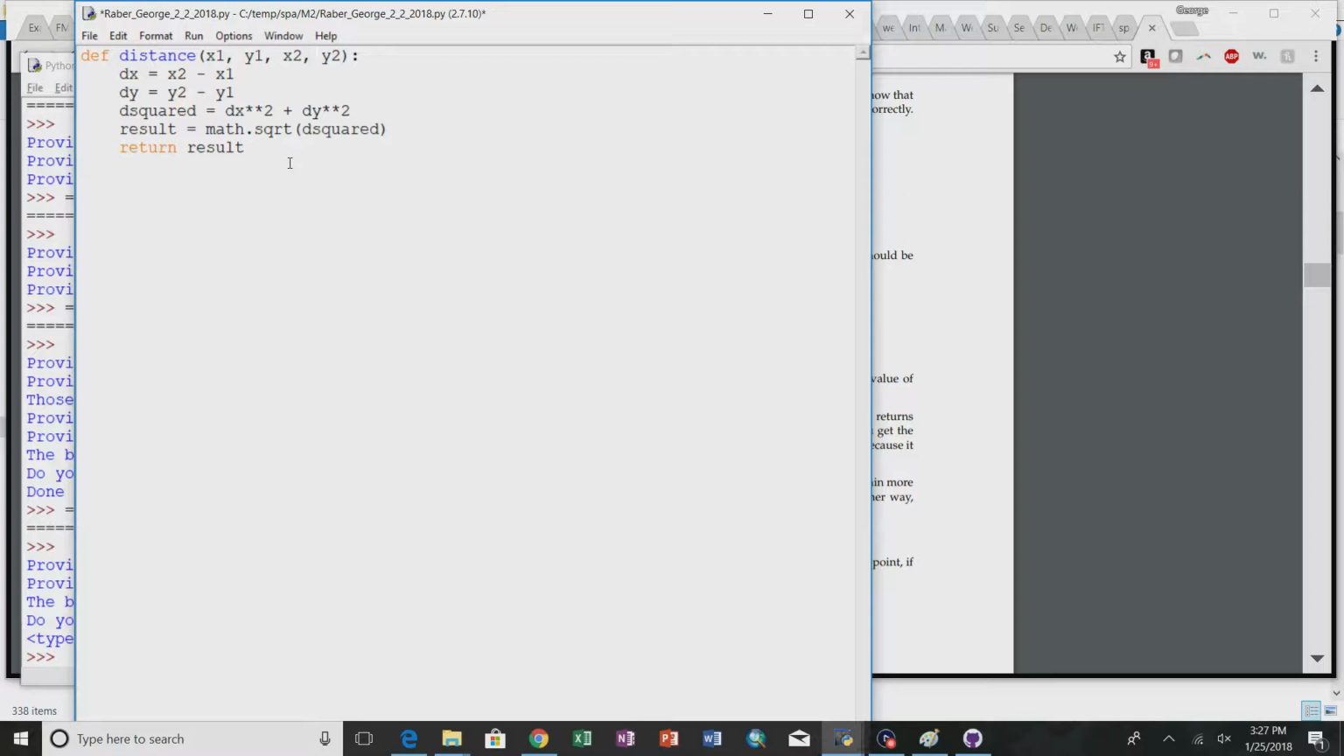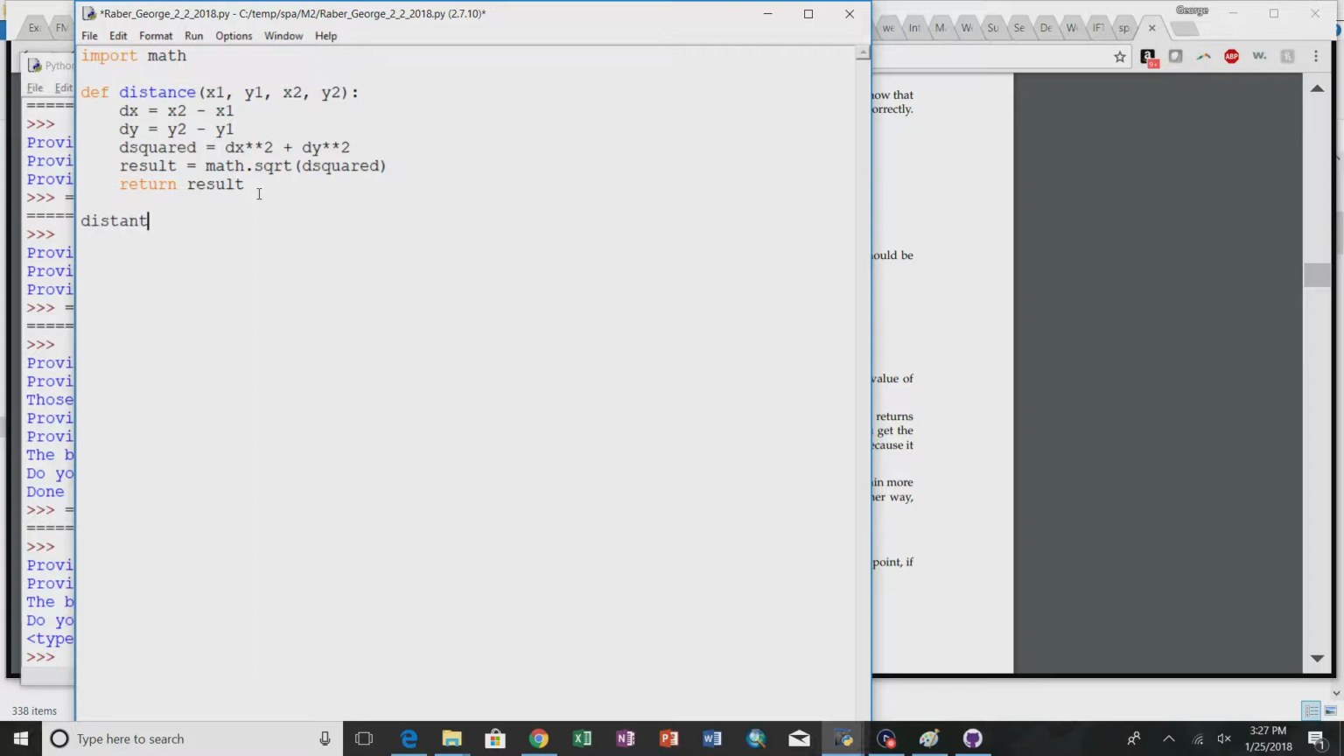Okay, notice that I've used math. So what do I need to do to actually get that in there? Does anybody remember? Import math. Yep. So we're going to add an import math. And then to test it, we can just call it distance.